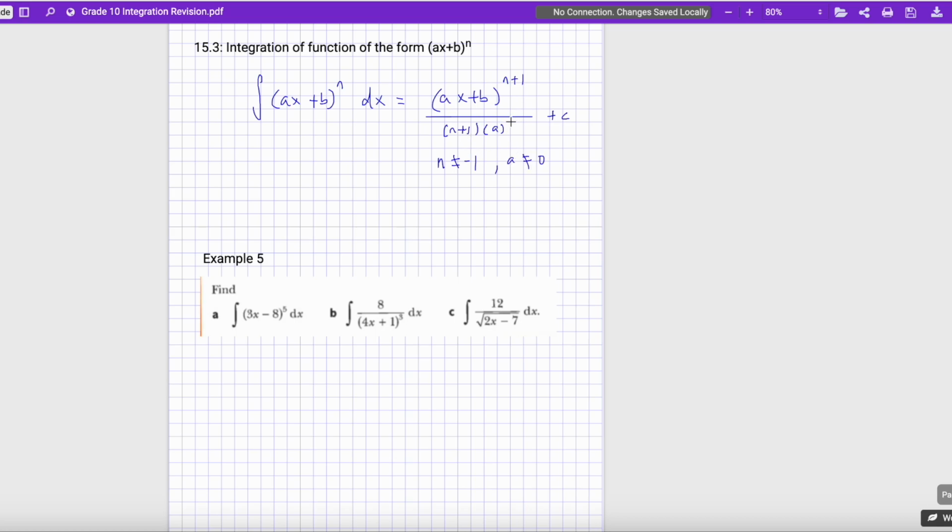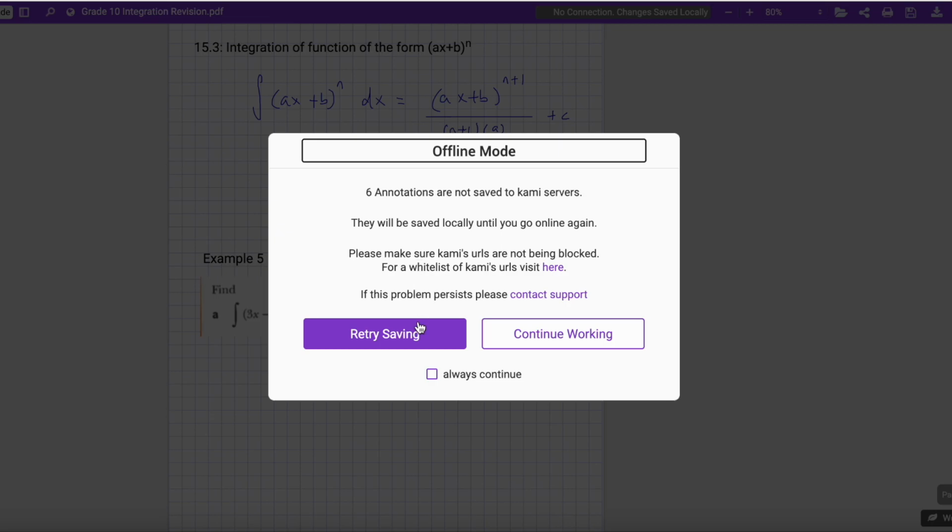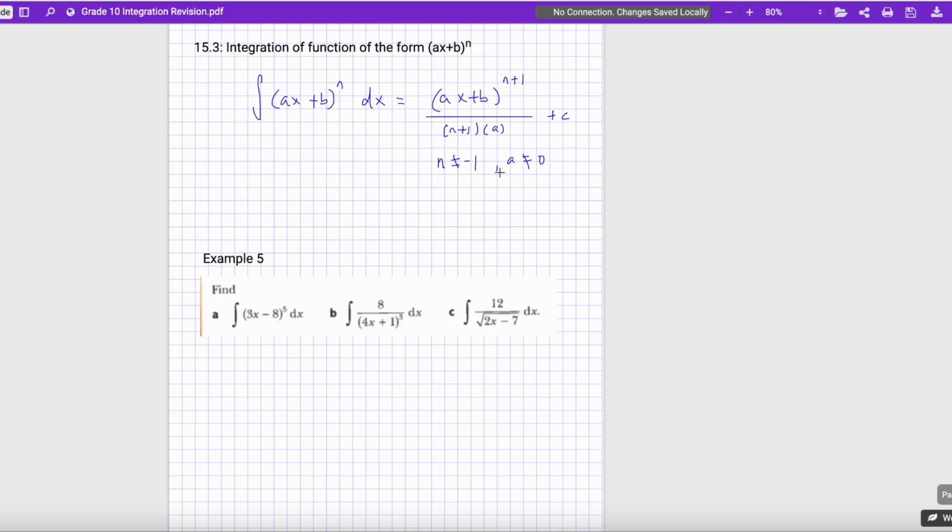Now the reason why it can't be that is because if n is minus 1, then it will be some function divided by 0, which will be an error. Similarly for a, if a is 0, then we'll be dividing by 0. Okay, so that's the rule.